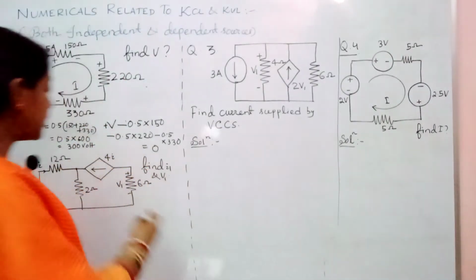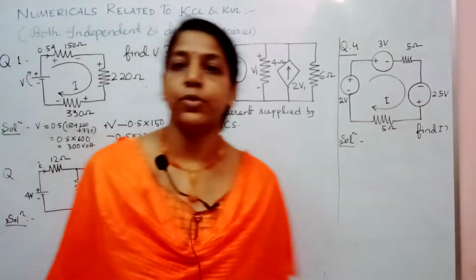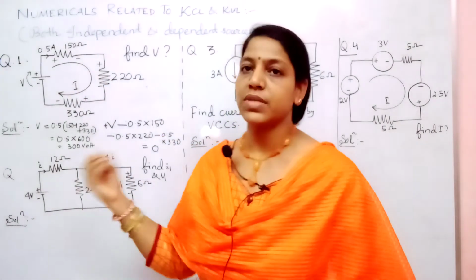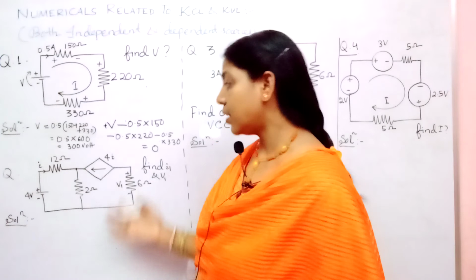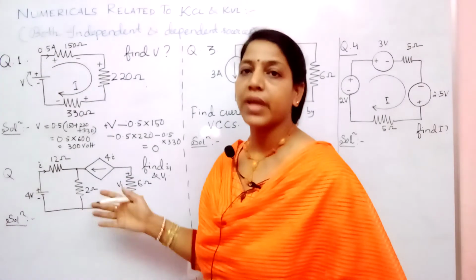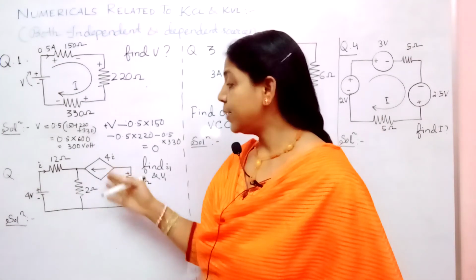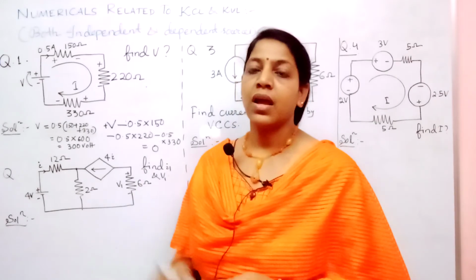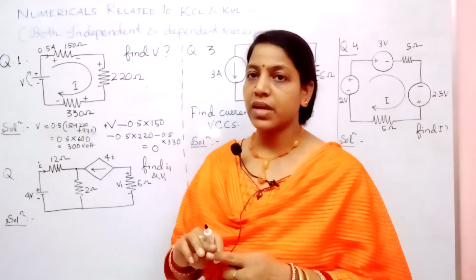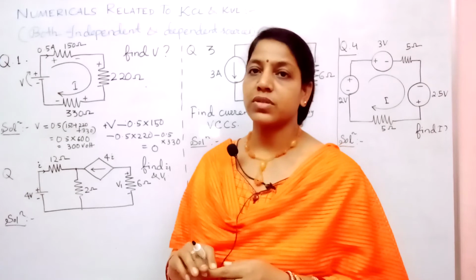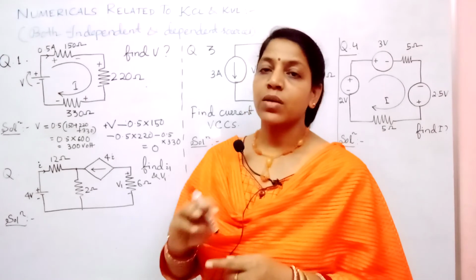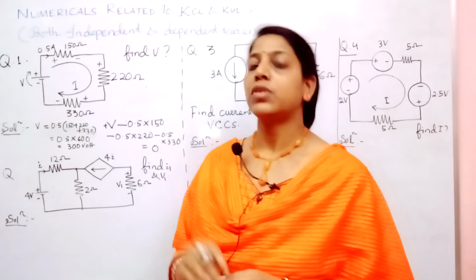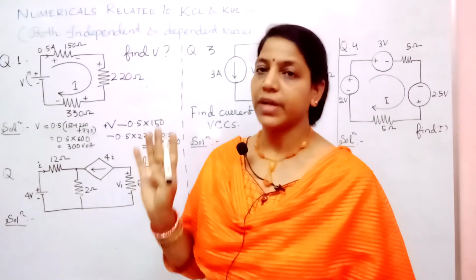Clear? Now let us see the second case, which is highly important. That is, it is just how to write the KVL, sign convention, clarity. Now here along with the sign convention, you need to take care of the dependent source. There are four types of dependent source: current dependent current source, current dependent voltage source, similarly voltage dependent voltage source, voltage dependent current source. Hence there are four types of dependent source.